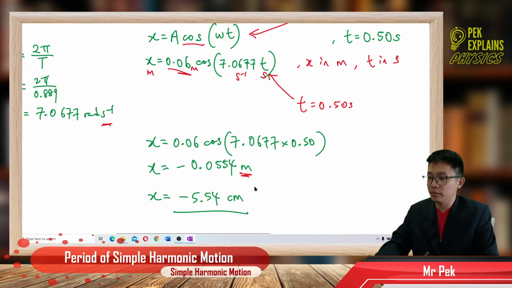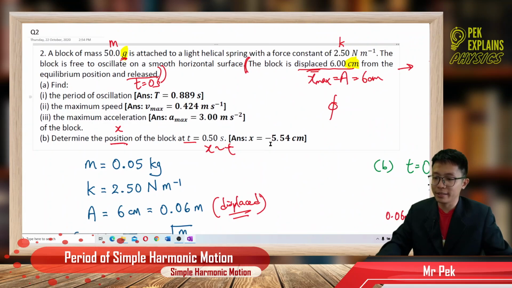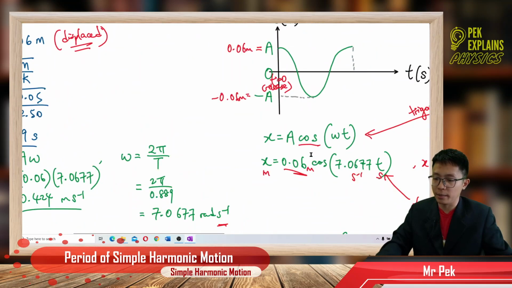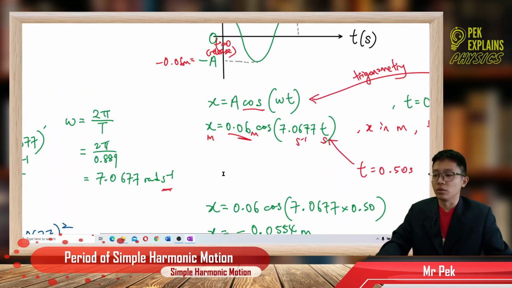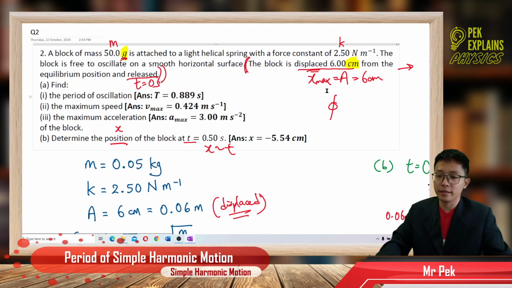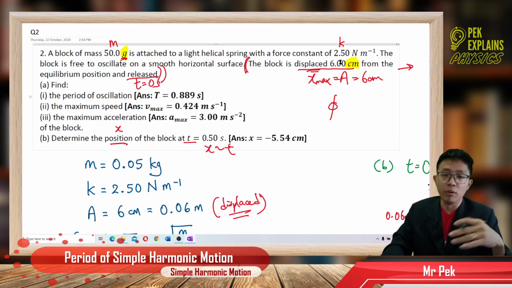Be careful. Yeah, the negative sign also must include. Negative sign means negative displacement. Okay, is that the answer? Yeah, displacement is negative 5.54 cm. Okay. So be careful with the unit. All right. So in short, what I want to say is, how much you displace is how much your amplitude. Okay, the amplitude won't go more than how much you displace.